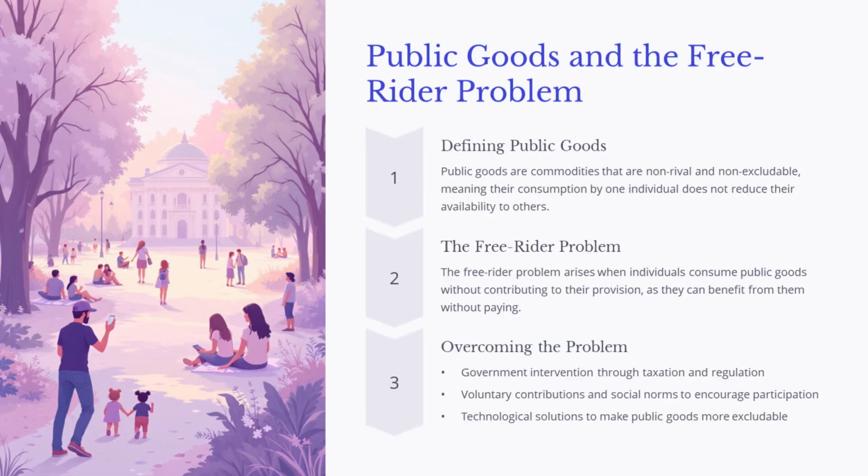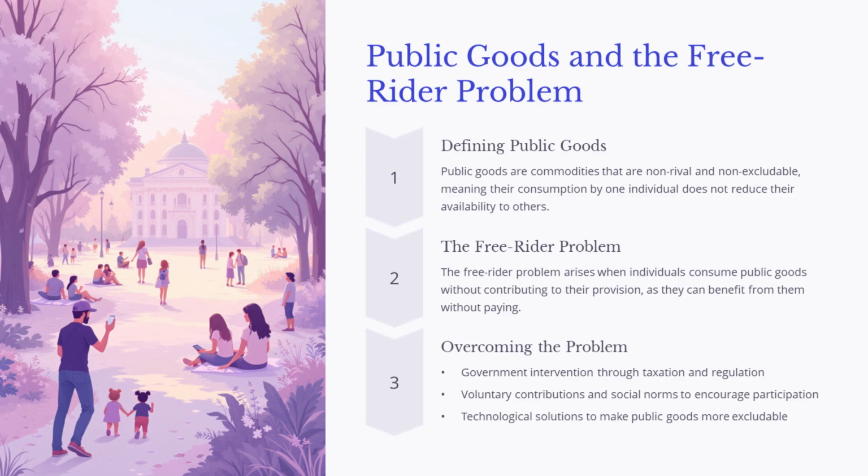Public goods are resources that can be consumed by anyone without reducing their availability to others, like public parks or national defense. The freerider problem occurs when people benefit from public goods without contributing to their provision, since they can enjoy the benefits without paying.